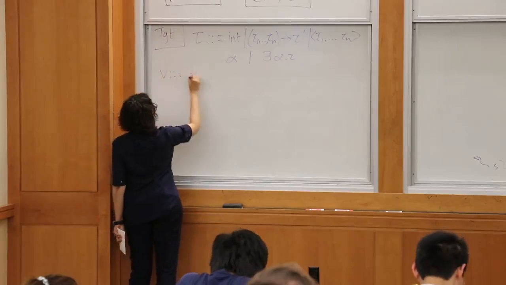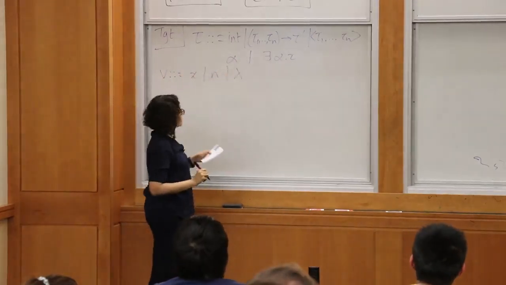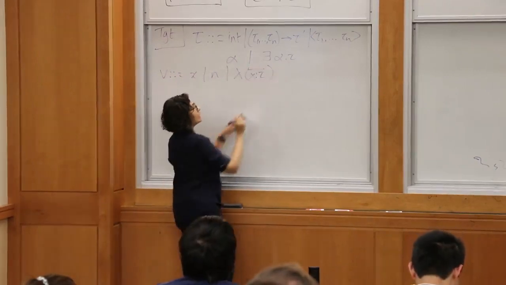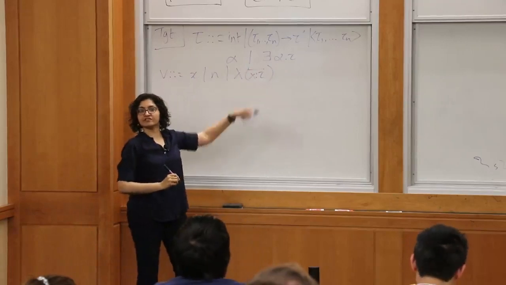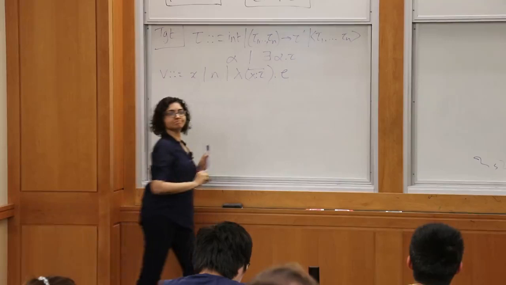All right, values, as you expect, variables, numbers. Now we have to have multi-argument lambdas, so I'm going to write that as x colon tau, and I'll put a vector notation over it to say that there's possibly n of them. Dot e. Okay.